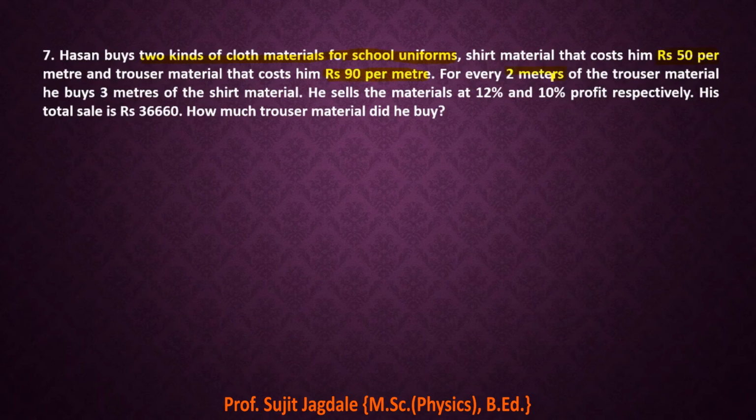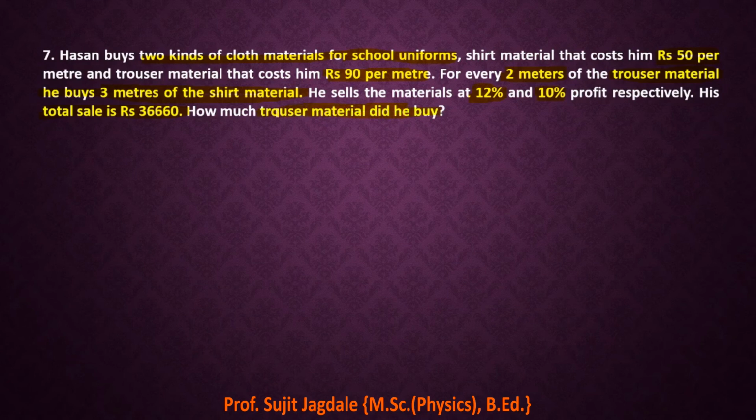Now for every 2 meters of trouser material he buys, he is buying 3 meters of shirt material. And now he is selling both the materials at a profit of 12% and 10%. That means 12% is the profit for trouser material and 10% is the profit for shirt material. Now his total sale is 36,660.